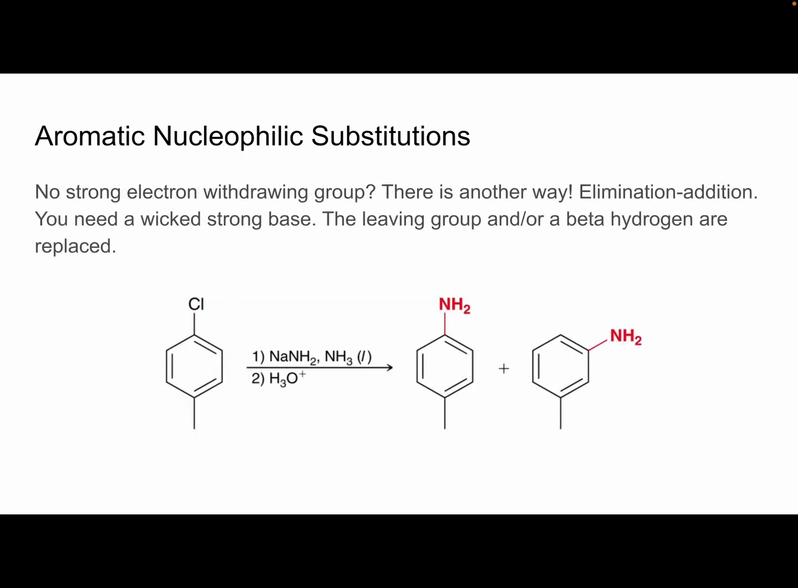If you don't have a strong electron withdrawing group, there is another way to do this reaction, and that is elimination addition. So the last one was addition elimination, this one's elimination addition. For this, you have to have a really crazy, wicked, strong base. And our favorite wicked, strong base, which is what we use to make our alkynes, is sodium amide, NaNH2. Usually it's in ammonia, and you need a strong acid in the end in order to reprotonate whatever you're adding. Okay? So the leaving group and or a beta hydrogen are replaced with your nucleophile.